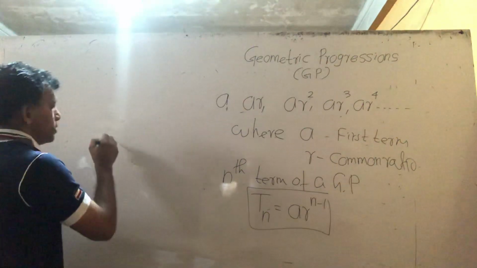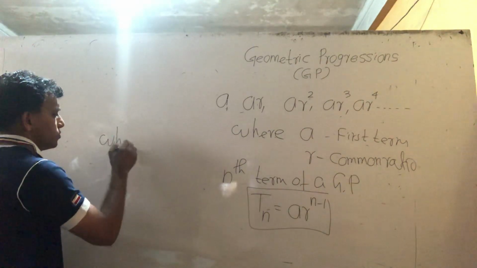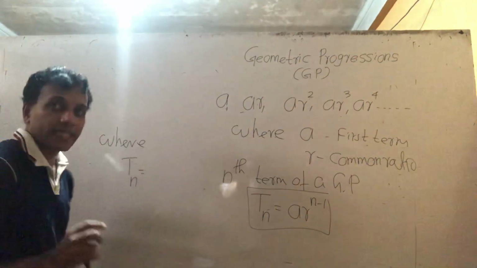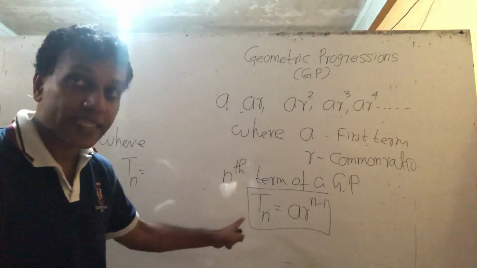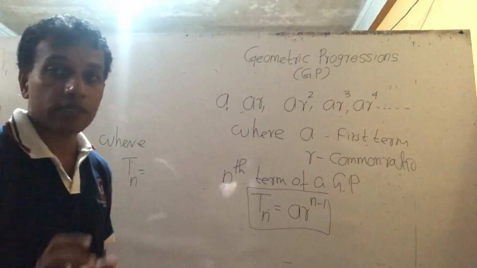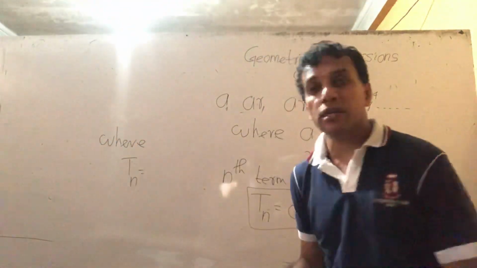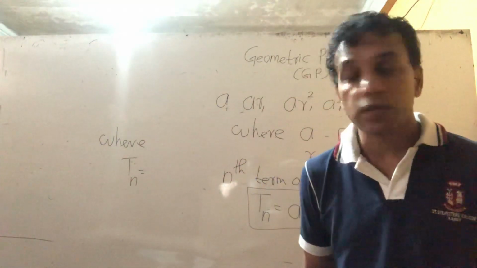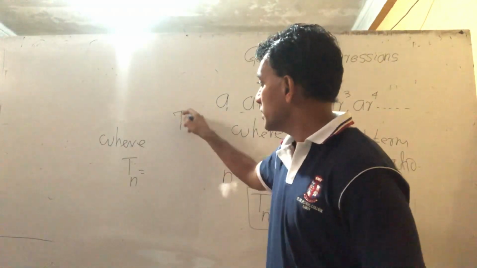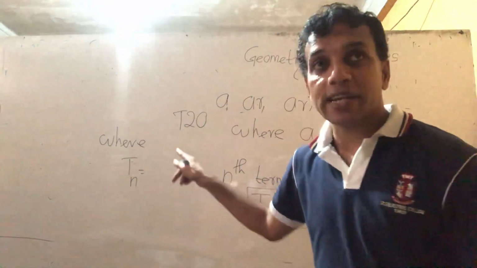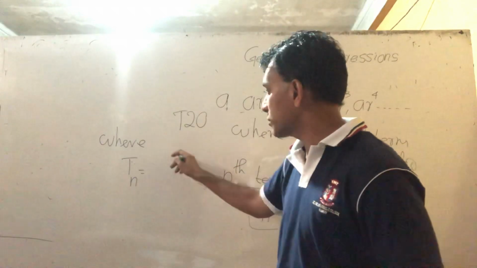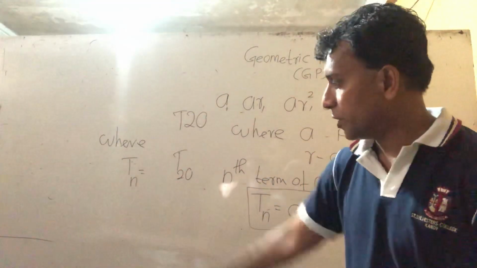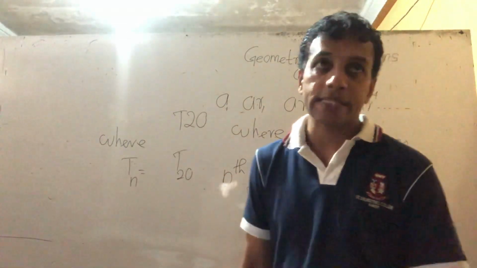Right below, where Tn, what is Tn? It stands for the nth term. Where Tn is the nth term, say T6, the sixth term. T20, like that cricket match, T20: the 20th term, 20 comes down like here. Tn is the nth term.